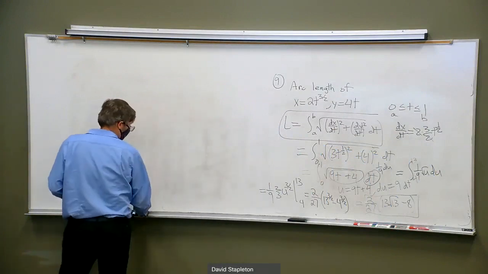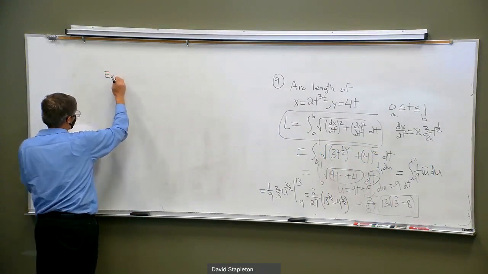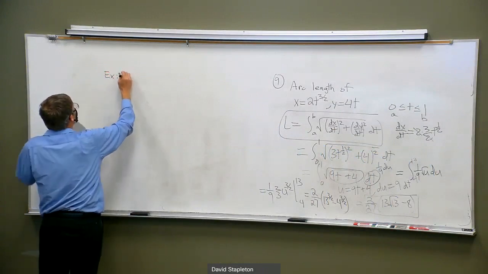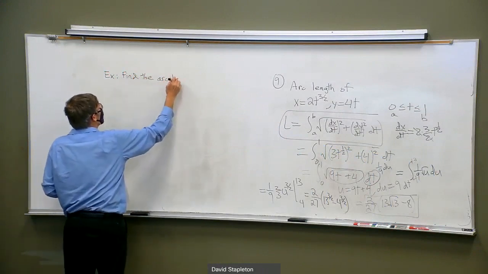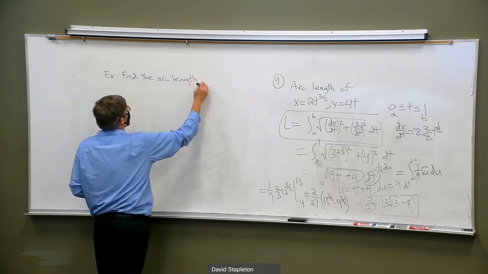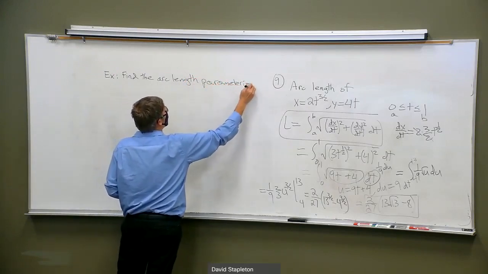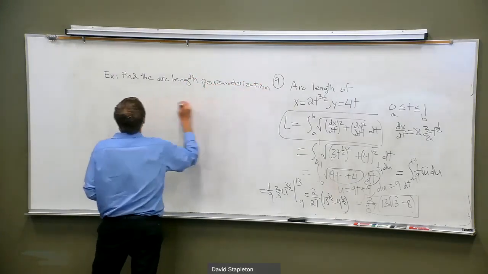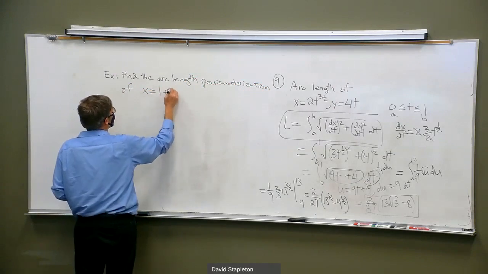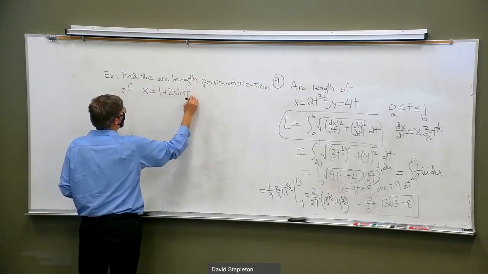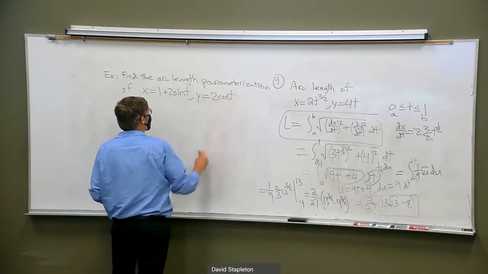Suppose I said this. Another thing we did was the arc length parameterization. This is not on the homework list here, but I might ask you this. Find the arc length parameterization of the curve x equals 1 plus 2 sine t, y equals 2 cosine t.